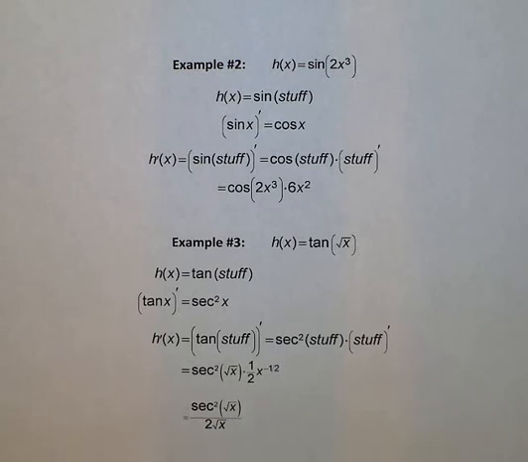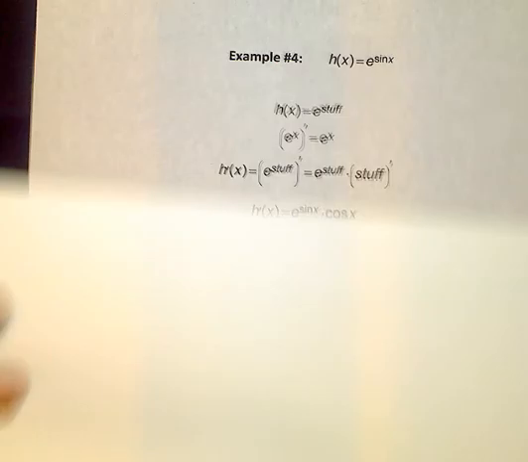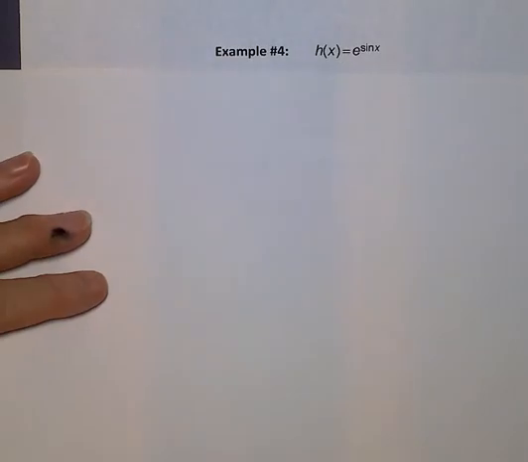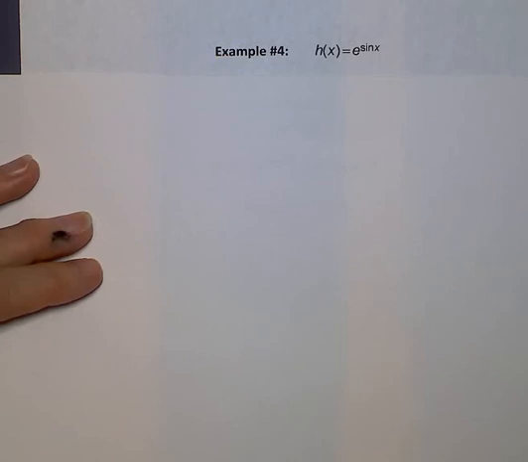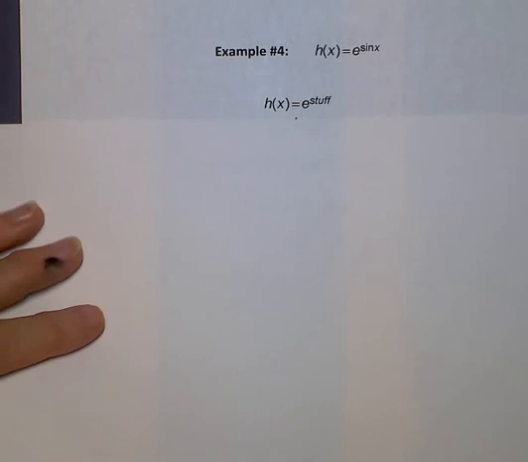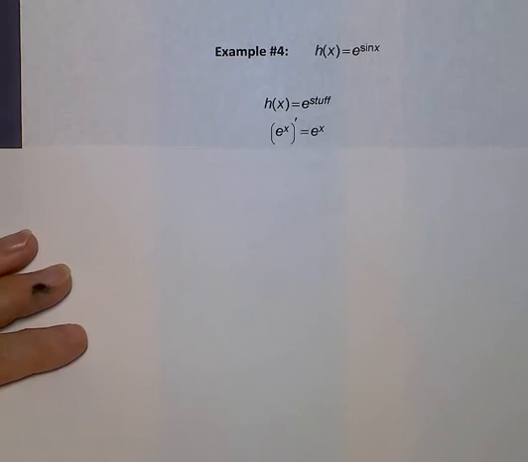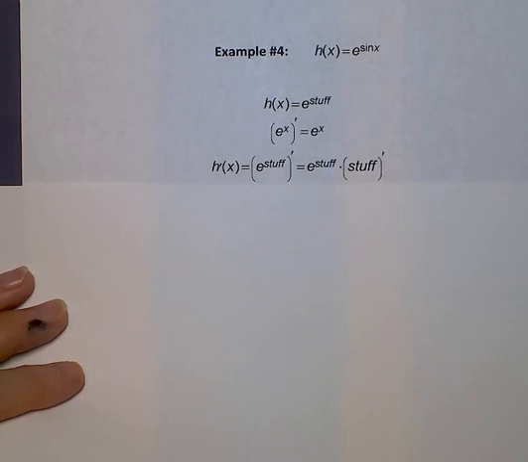Let's do one more example. I don't know about you, but my students always have trouble with the function e to the something. e to the x is easy. The derivative of e to the x is e to the x. But here we have a composition of functions because we have e to the something worse. We have a function of the form e to the stuff. So if it were just e to the x, its derivative would be e to the x. That means our h prime of x, the derivative of e to the stuff, is e to the stuff times the derivative of the stuff.